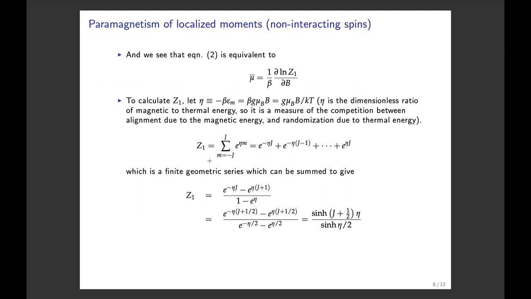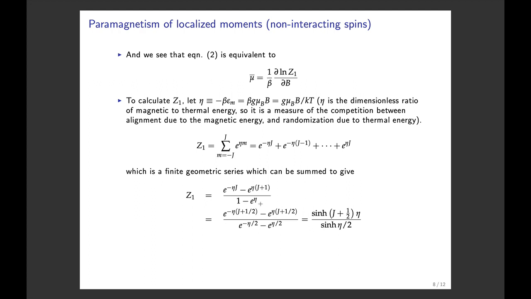So then that simplifies our sum a bit, because now we can just write Z1 as the sum over these terms, e to the eta m. We still sum from minus j to j, so we have a bunch of terms like this, 2j plus 1 terms. If you have a sum of terms like this over an exponential, you should recognize that this is a finite geometric series, and you can actually sum this, and you'll get this answer here.